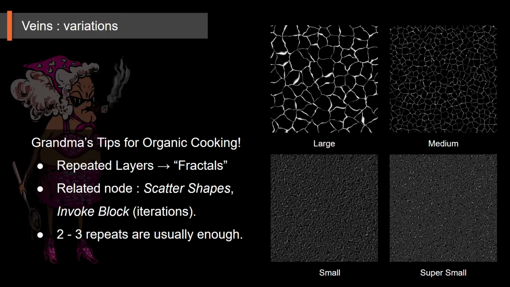So in a workflow like this, you can use scatter shapes and invoke block with iteration parameter, but it's just a matter of your choice by your purpose. So you can choose whatever you want. And usually in this kind of iteration workflow, 2 or 3 repeats are enough.